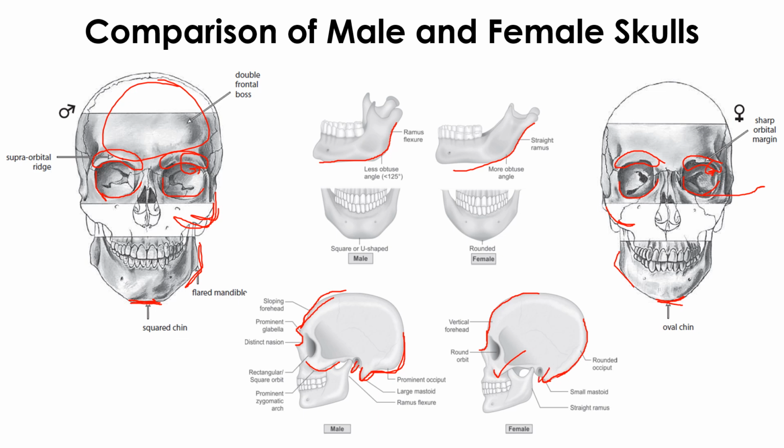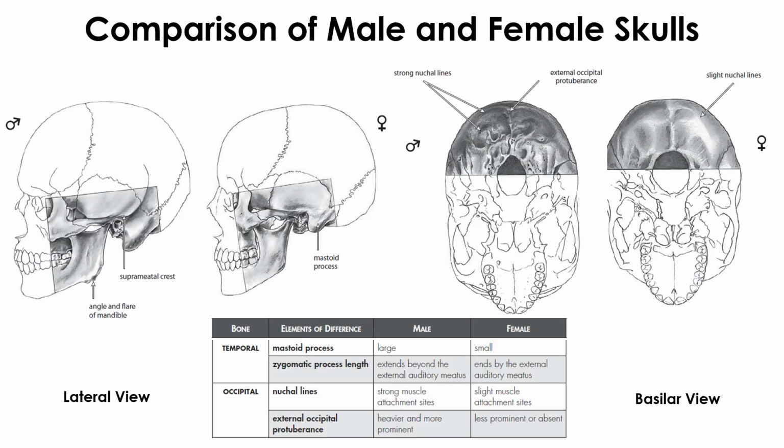So a few other points we have to discuss. Coming to the comparison of male and female skulls from the side view. The supramastoid crest, very important. This is the supramastoid crest which will be present only in males.